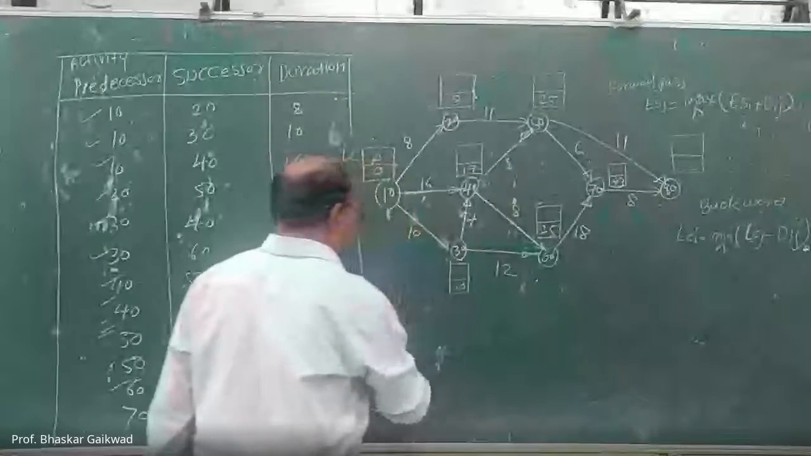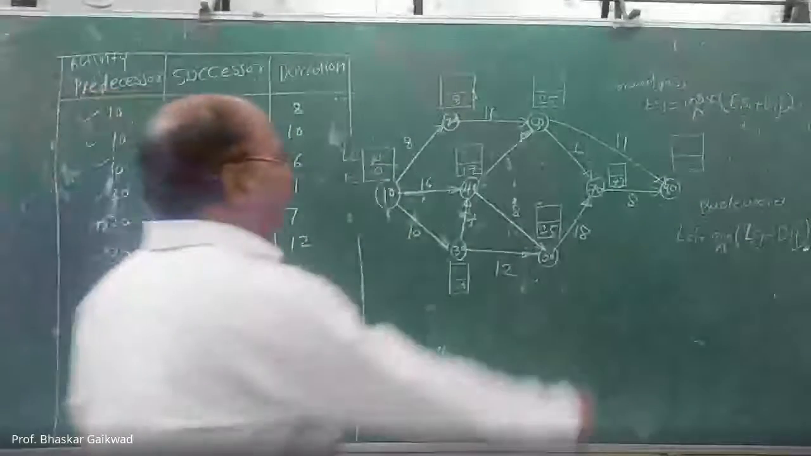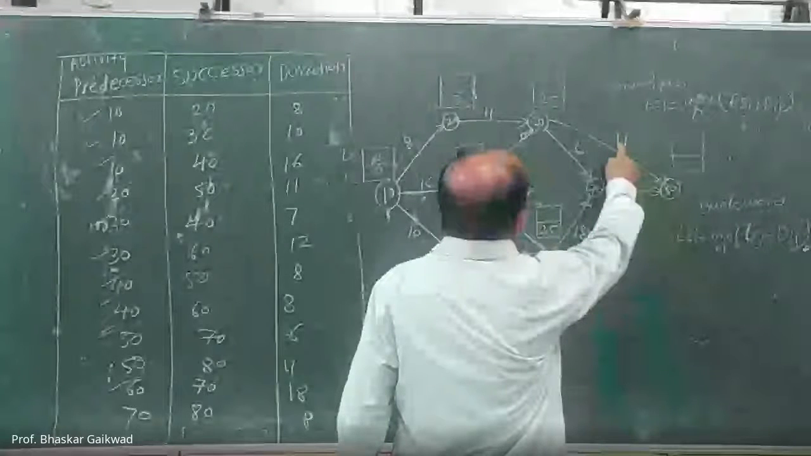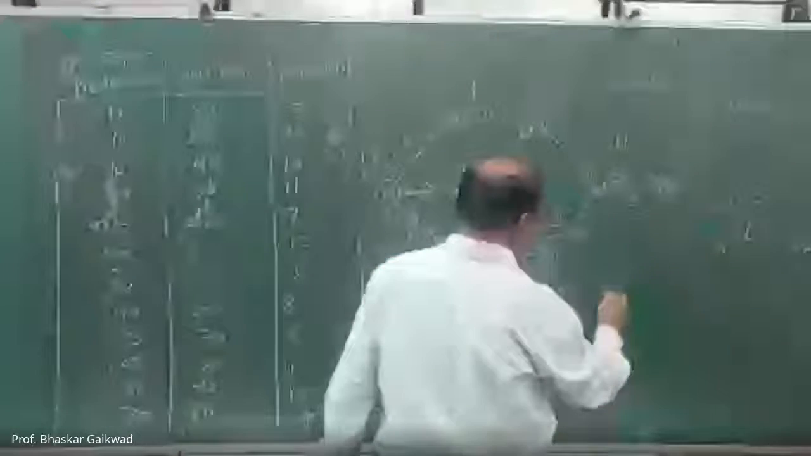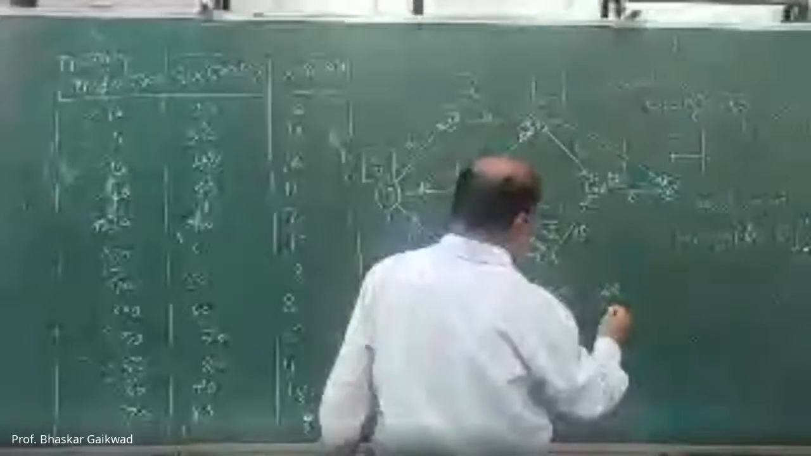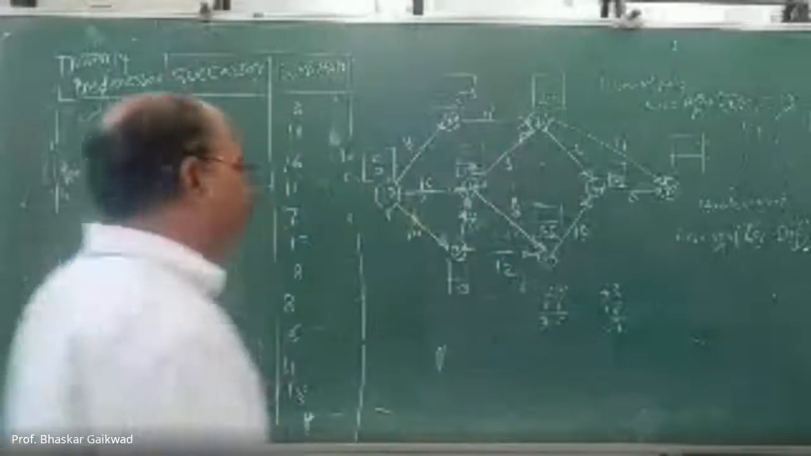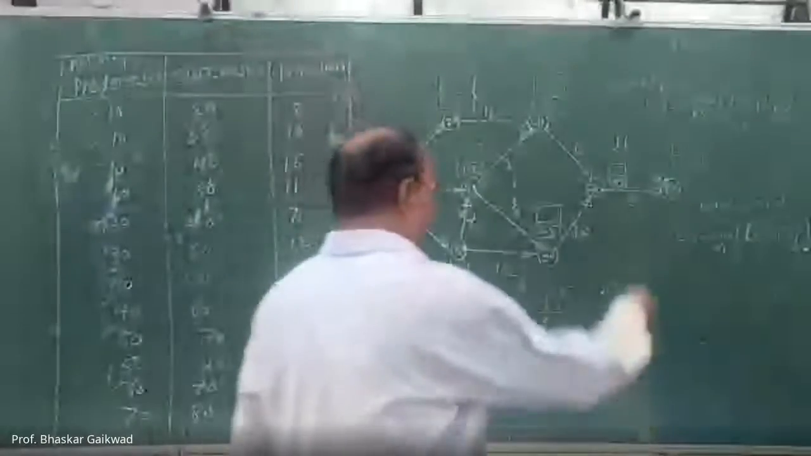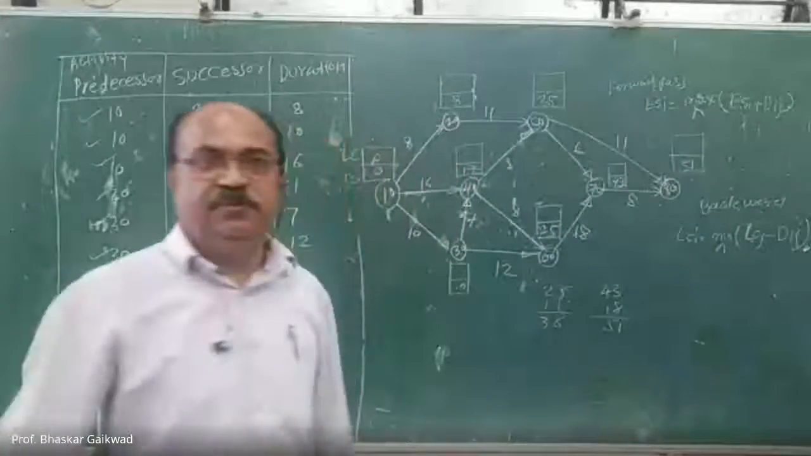Correct? And after this, the last two activities are there, this and this. 11 plus 25, 36, and 43 plus 8. How much? 51. Which is the maximum? 51. So here you can write 51. Correct? So up to here it is clear?